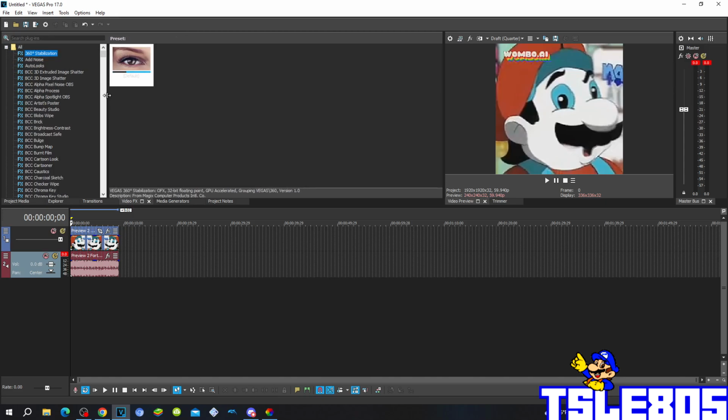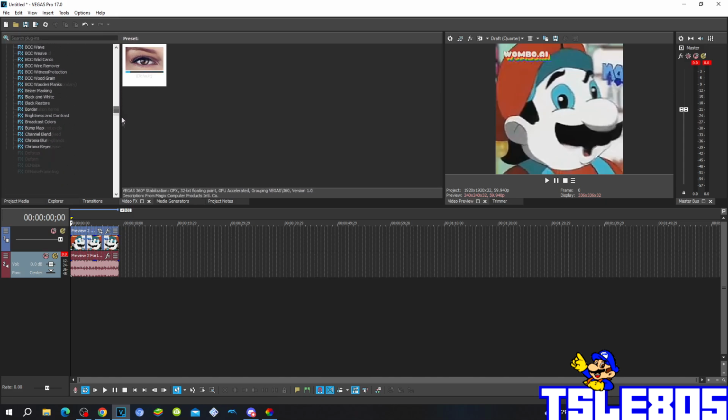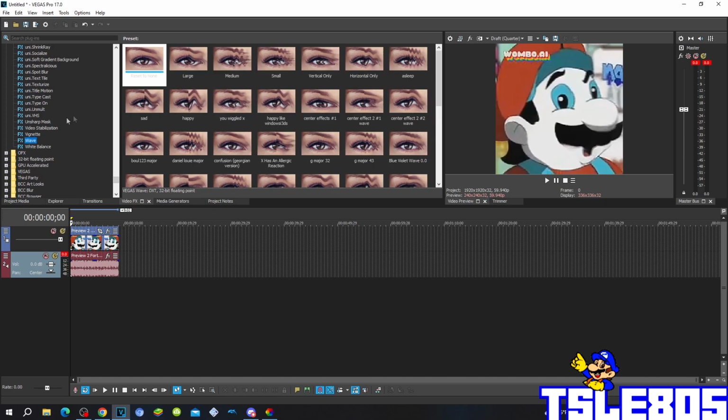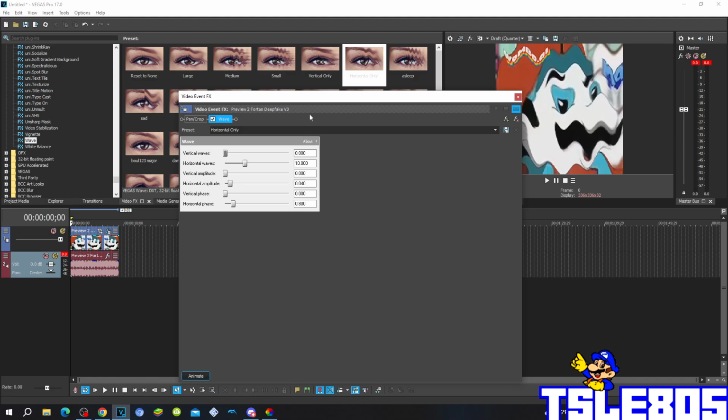So the only visual effect that you have to put is the horizontal wave, horizontal only. So on the wave horizontal only, this is how it looks like. The vertical waves are in 0.003, horizontal waves is in 10.0, vertical amplitude is in 0, horizontal amplitude is in 0.040, vertical phase 0, horizontal phase 0.800.